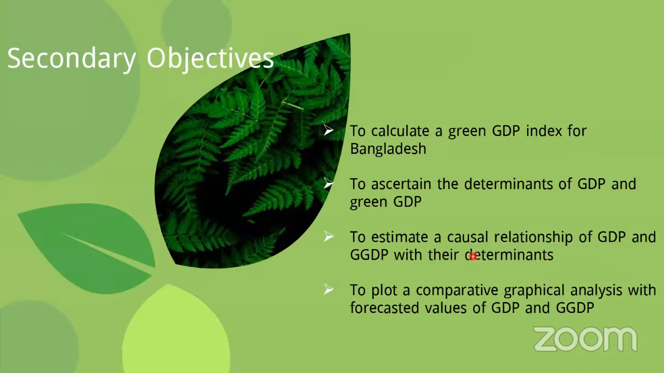To reach that point, I have taken some secondary objectives to go to the main problem of that research. Here I will be calculating a green GDP index for Bangladesh. Then I will ascertain the determinants that affect GDP and green GDP of Bangladesh. Then I will estimate a causal relationship of GDP and green GDP with the determinants. Then a comparative graphical analysis will also be forecasted between GDP and green GDP of Bangladesh.